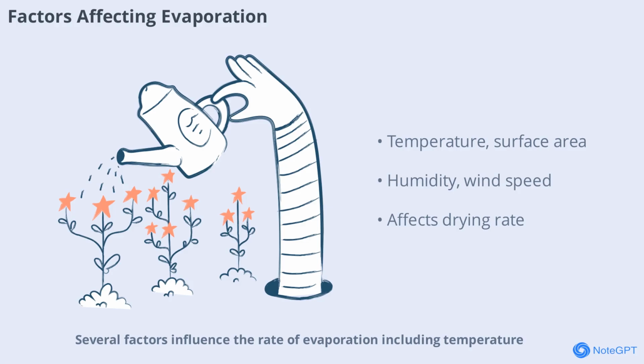Several factors influence the rate of evaporation, including temperature, surface area, humidity, and wind speed. Higher temperatures and larger surface areas increase evaporation, while high humidity slows it down. Wind helps remove vapor, speeding up the process. Understanding these factors helps explain everyday observations like why clothes dry faster on a windy day.